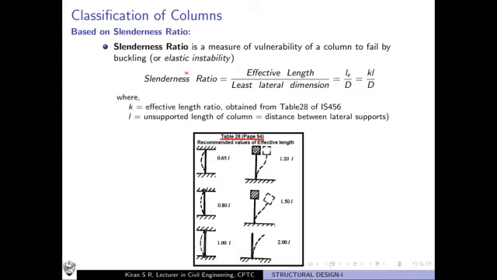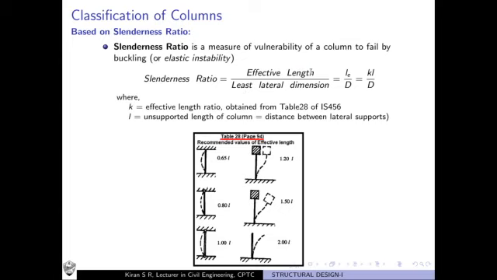So slenderness ratio is very important to be determined because it will decide whether the column will fail by buckling or crushing. It is a very important measure which indicates the vulnerability of a column to fail by buckling. So how do you define slenderness ratio? Slenderness ratio is equal to effective length by least lateral dimension. So it is the ratio of effective length to the least lateral dimension.